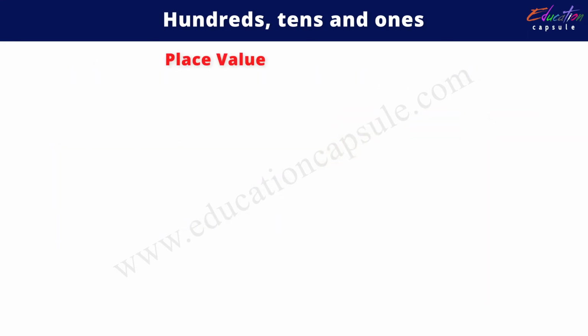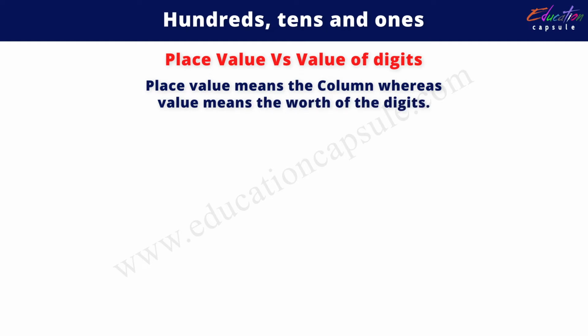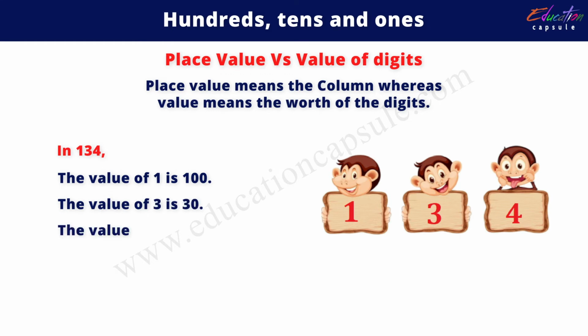Place values versus value of digits. Place value means the column, whereas value means the worth of the digits. In 134, which is given here, the value of 1 is 100. The value of 3 is 30 and the value of 4 is 4.